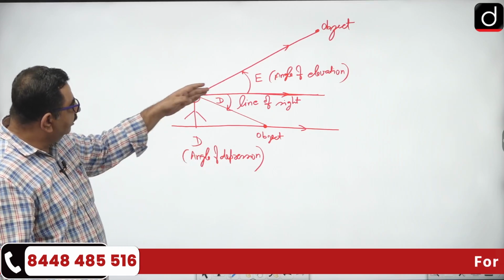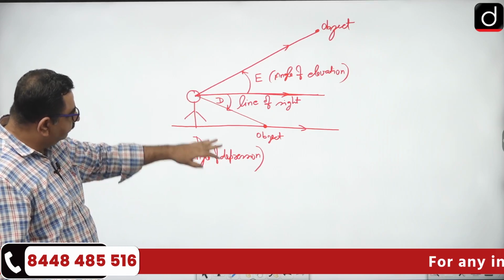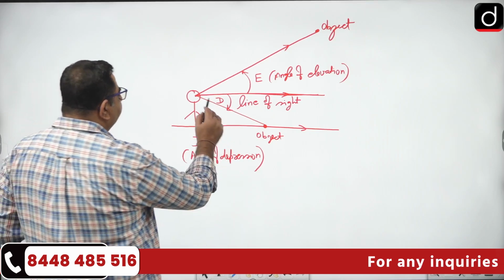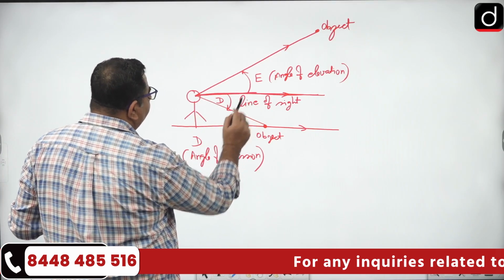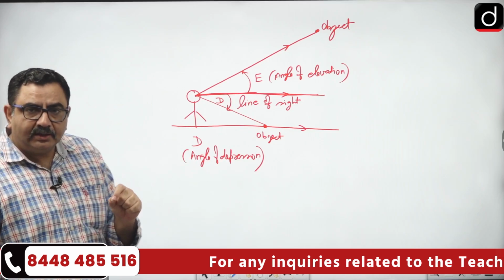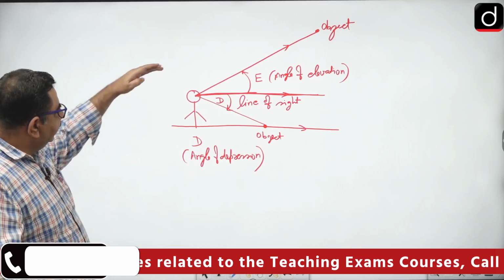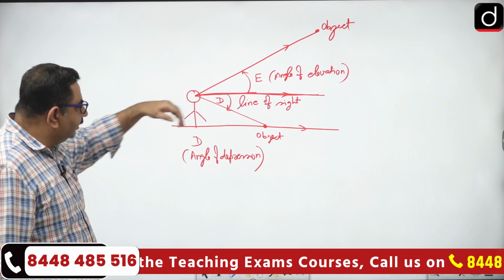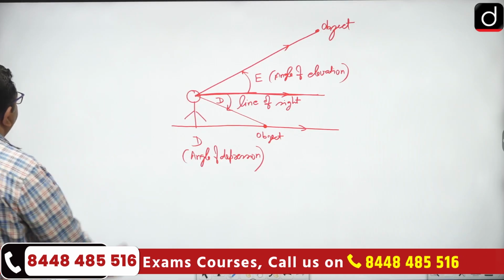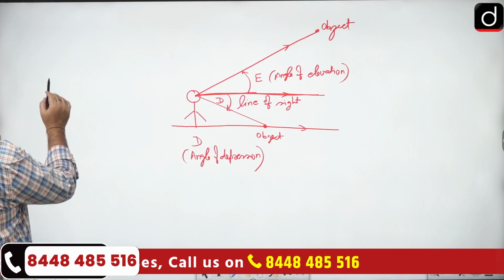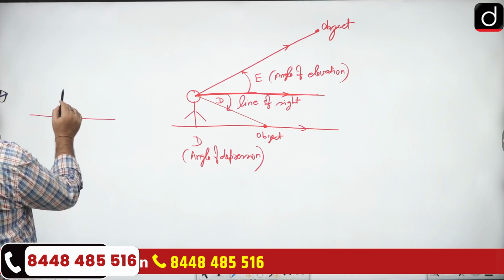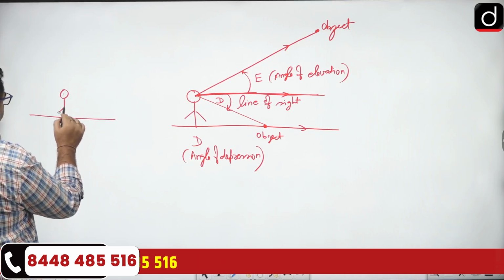So that is angle of elevation and angle of depression, but both the angles, you can see, are taken from the horizontal. This is elevation, this is depression, and one more thing. Suppose this is the person again.